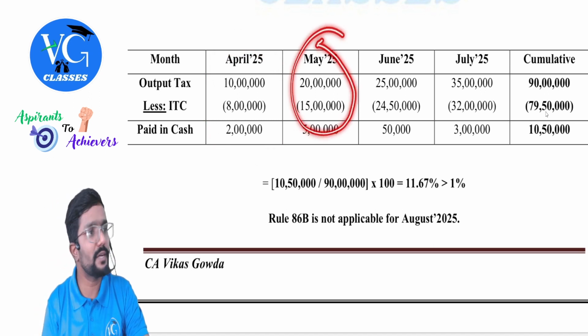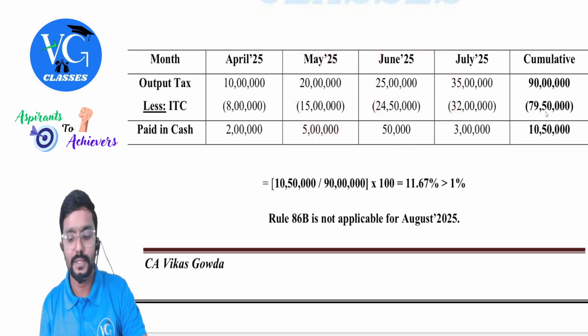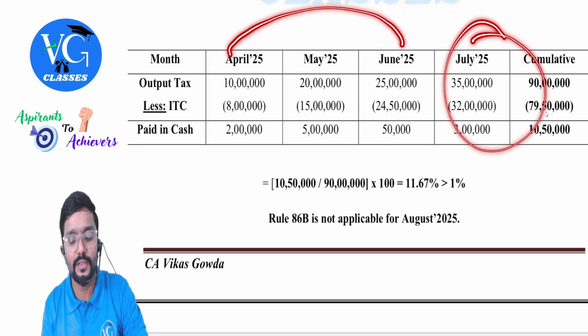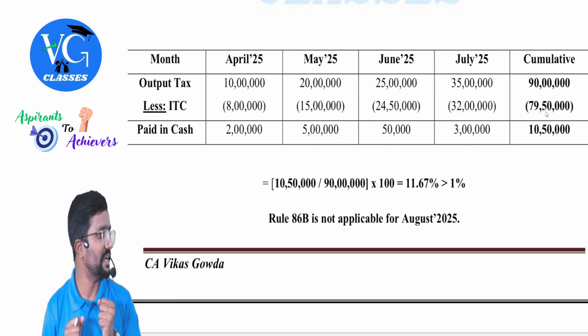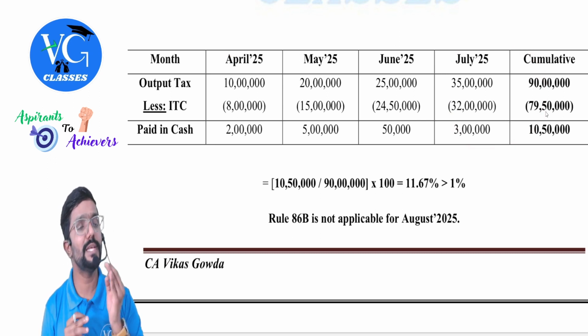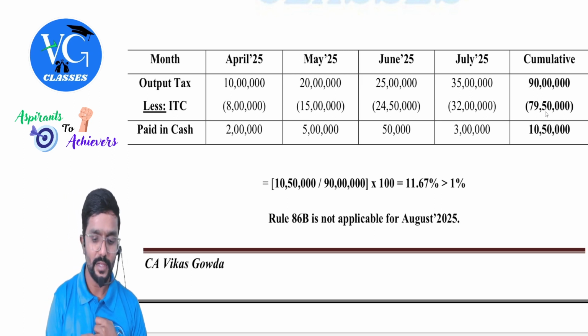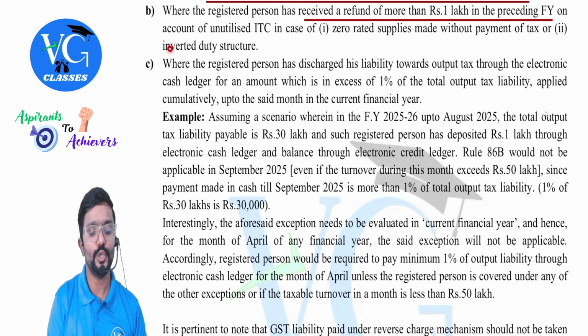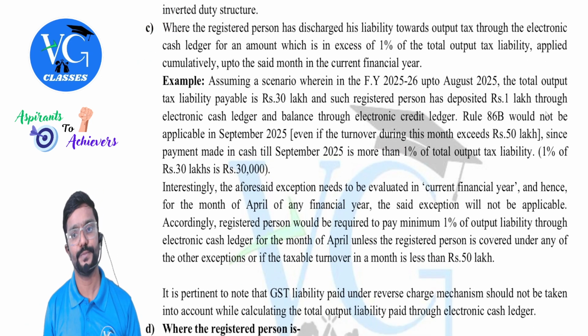Sir, what about May? If you are in May, you can check for April. If you are in June, you can check for April, May. Sir, what if I am in July? You can check for 3 months. But for April, that is the beginning of the financial year, there is no preceding month. So if April is the month for which we are checking the applicability of Rule 86B, then this point will become useless, guys.